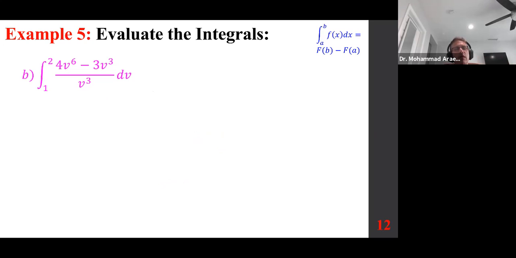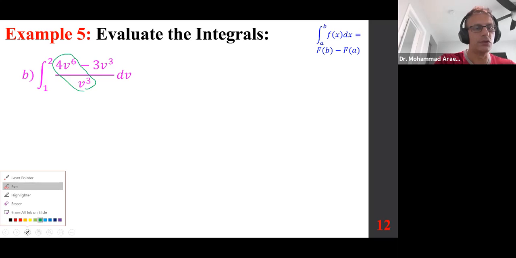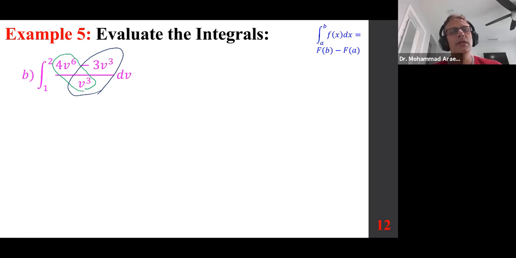We want to evaluate this, and I hope you remember, even for differentiation, the first step is an algebraic step. We do the division. We cut this into 2 fractions. The first fraction gives you 4v to the power of 6 divided by v cubed, which is 4v cubed. Here's the second one, everybody. So minus 3. So the first step is algebra.